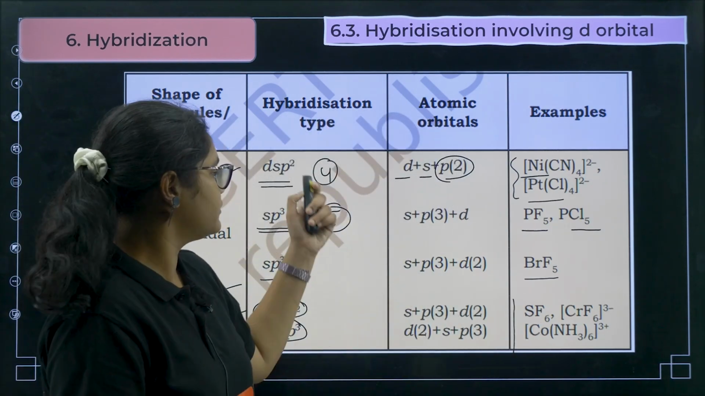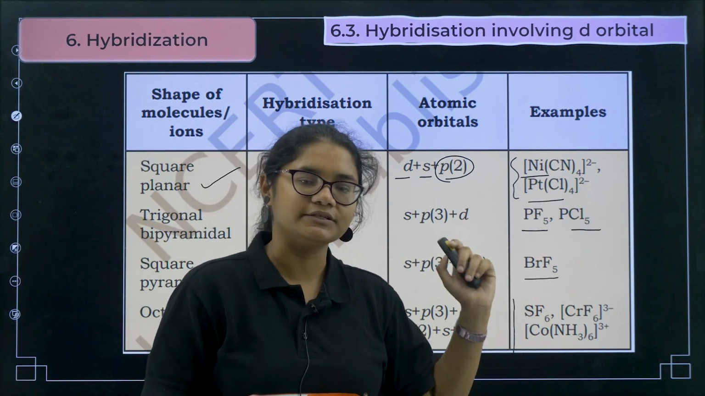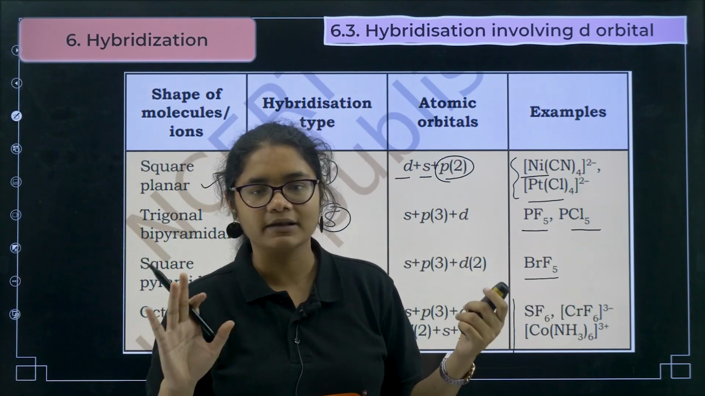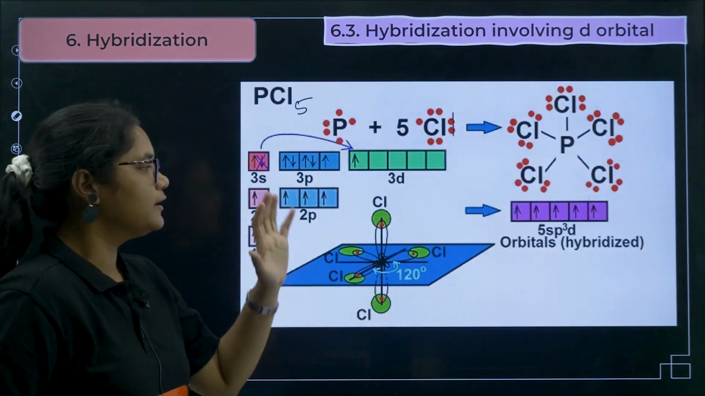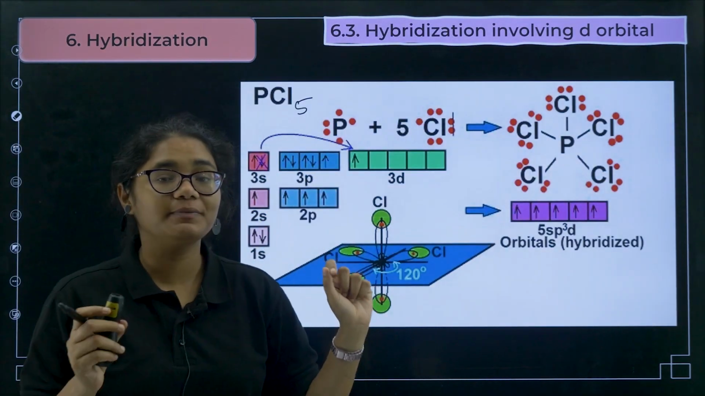So this table, you can remember the examples, but especially the first ones we need to discuss in detail, where questions can be asked. Fine. Now let us see the hybridization of PCl5.